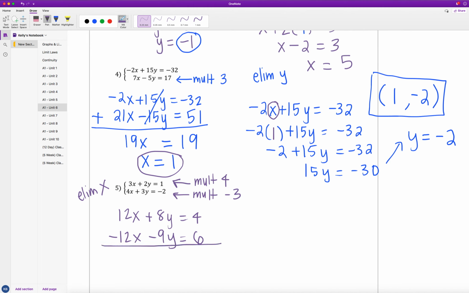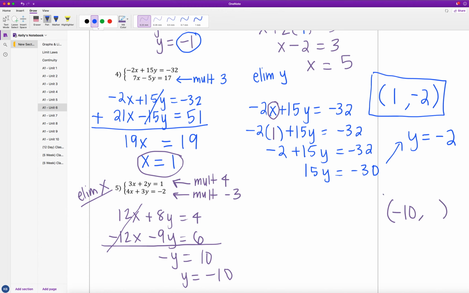From here, I can add these together. The x's will cancel. That was my goal, to eliminate the x's. 8y minus 9y gives me negative y, and then 4 plus 6 gives me 10. To get y by itself, divide through by negative 1, and we get that y is equal to negative 10. In my final answer over here, I know that I'll have negative 10 comma something then.